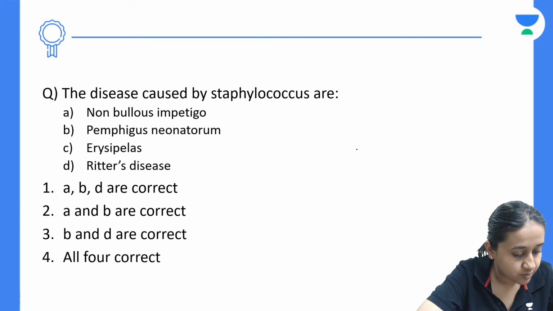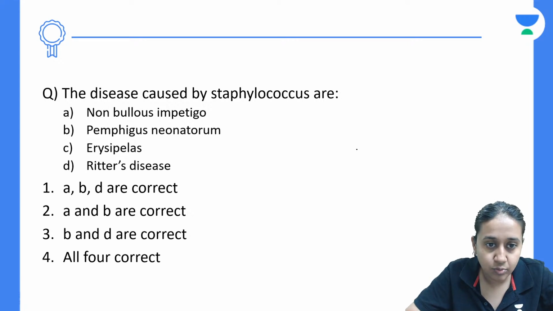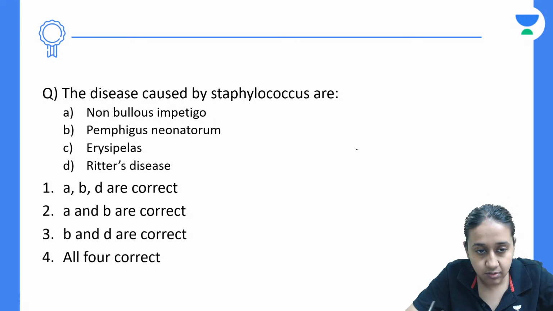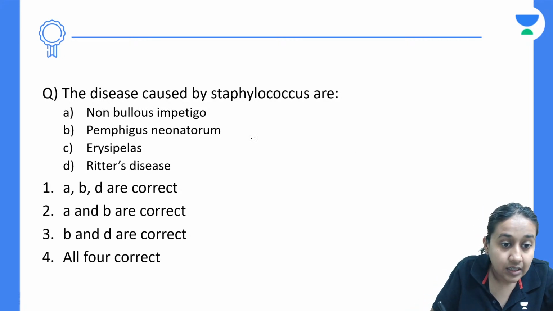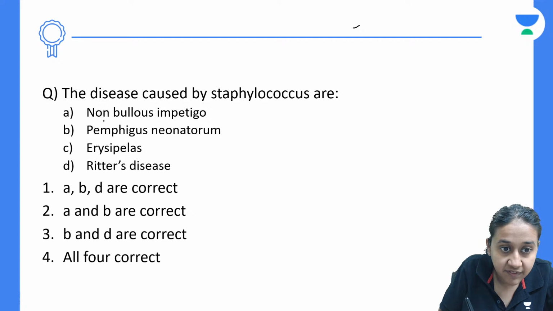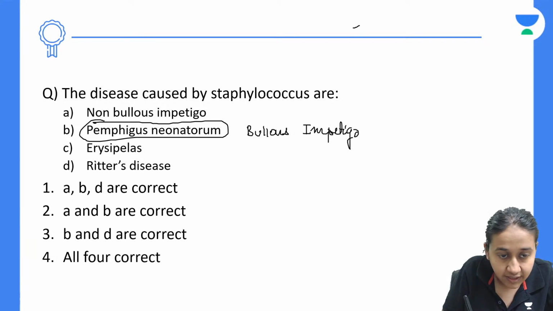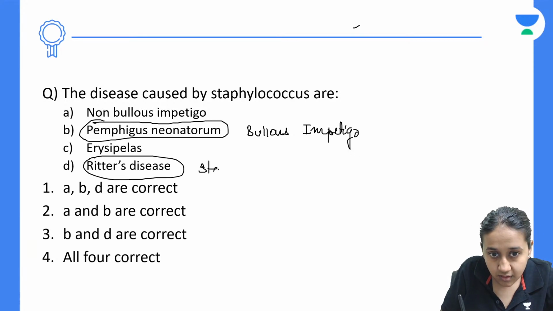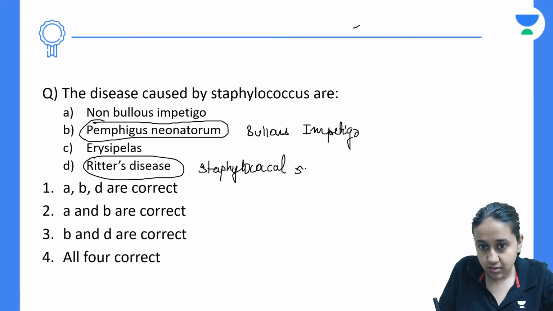What is the correct answer here in this question? The diseases caused by staphylococcus are non-bullous impetigo, pemphigus neonatorum, erysipelas or Ritter's disease. Remember that pemphigus neonatorum is nothing but bullous impetigo, and Ritter's disease is nothing but staphylococcal scalded skin syndrome.